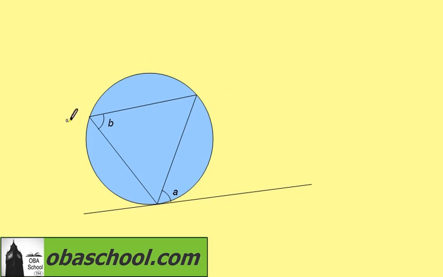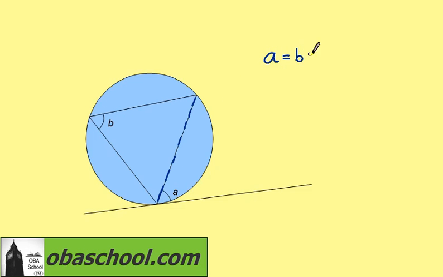Here we have a circle, a tangent, and a chord. The chord cuts off this minor segment just here. The angle here stands on the arc of the minor segment. The angle between the chord and the tangent is equal to the angle standing on the arc in the opposite segment.